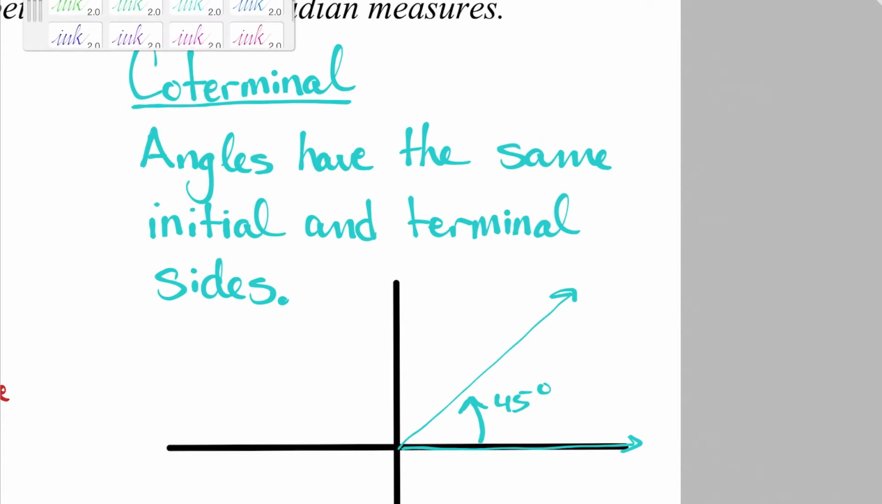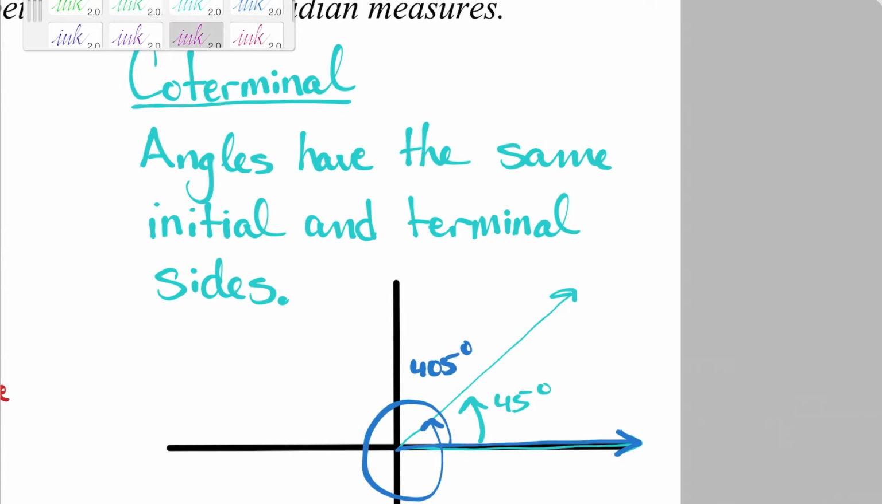So what it means when it says coterminal is, okay, I could have started here on the exact same line, but instead of stopping at that terminal, I could go all the way around to the terminal side again. And so I've gone an entire 360 degrees and then the 45 degrees again. So this is 405 degrees here.